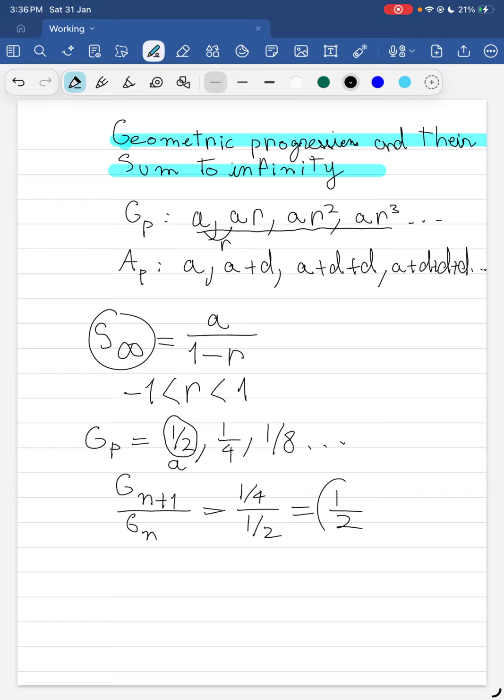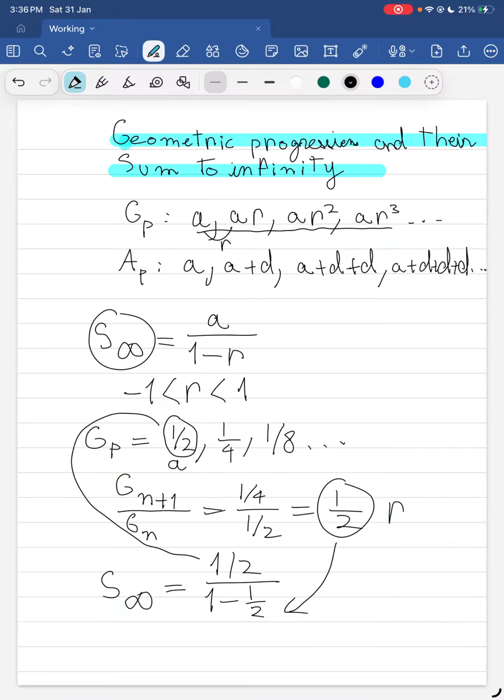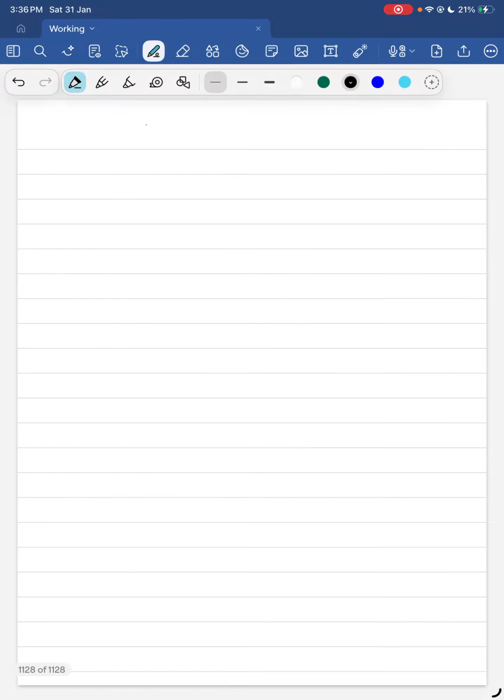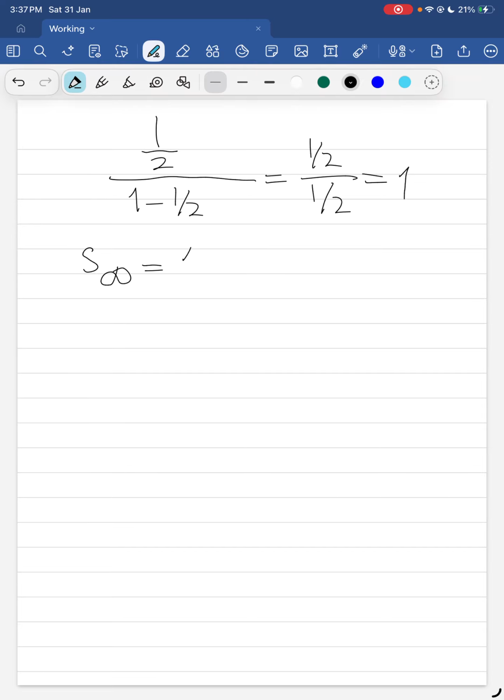So now that we have our A and our R, we can actually calculate the sum to infinity, which is going to be 1 over 2, this is our A, divided by 1 minus 1 over 2, which is our R. So now that we have 1 over 2 divided by 1 minus 1 over 2, this just equals 1 over 2 divided by 1 over 2, and any number divided by itself equals 1. Therefore, we can state that our sum to infinity here is 1.